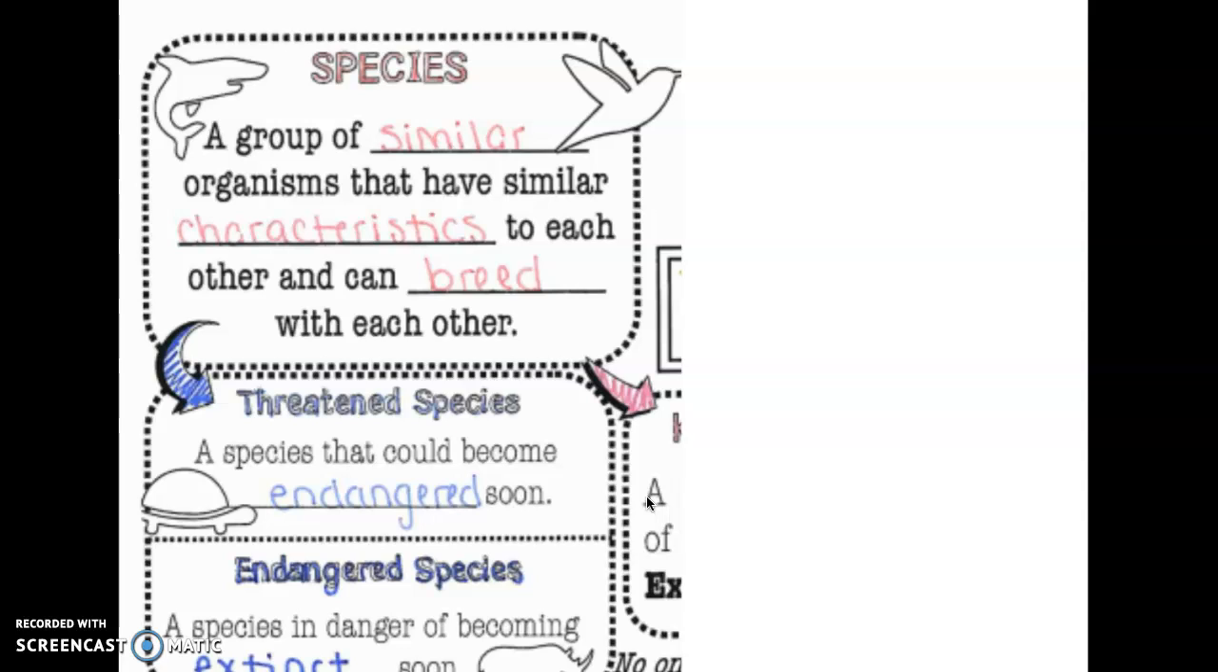Species, again, the key here is that we can breed with one another and have viable offspring. Like we know that a horse and a donkey can breed with one another. We get a mule, but mules are sterile, meaning that mules can't reproduce.